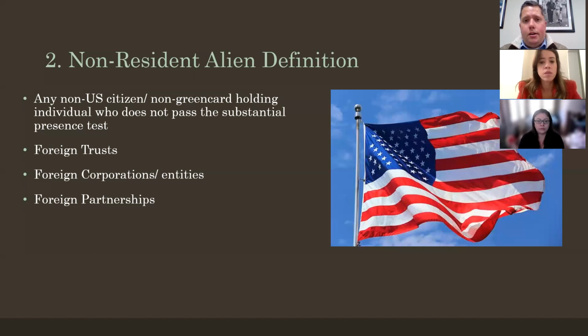Third one is foreign corporations, entities. As domestic corporations are US persons, foreign corporations and entities are non-US persons for income tax and FIRPTA purposes. We're talking about British Virgin Island companies, Bahamas companies, Canadian companies, what have you, depending on where they're incorporated, where they're organized, where they're existing, where they're essentially registered.